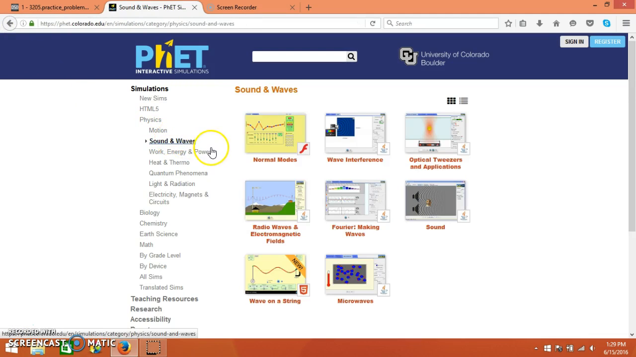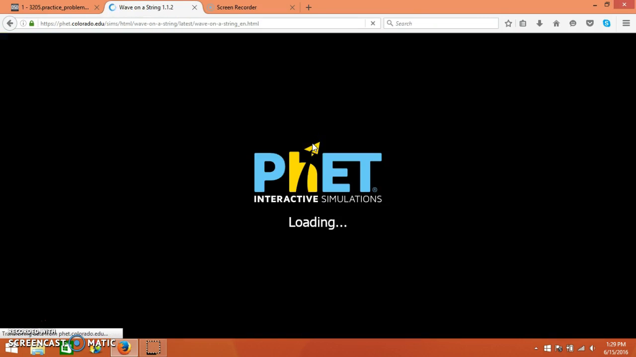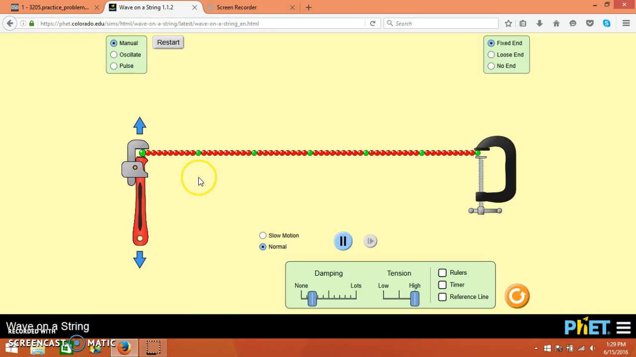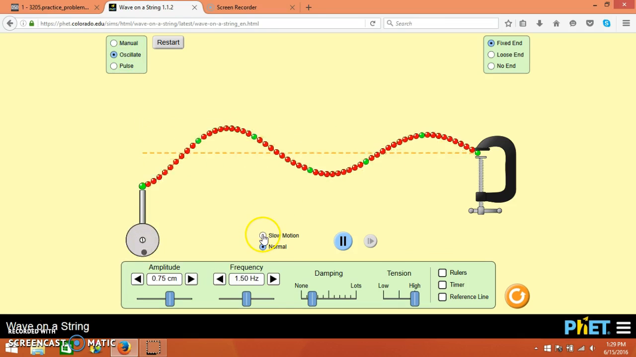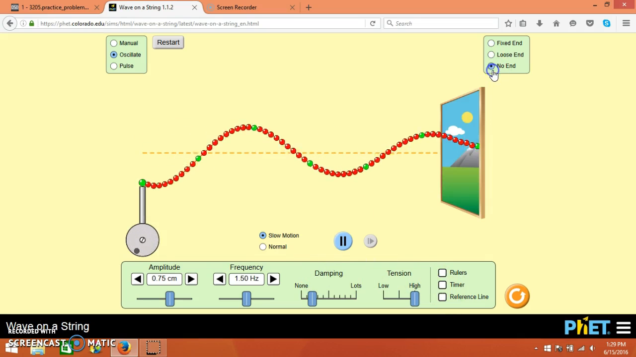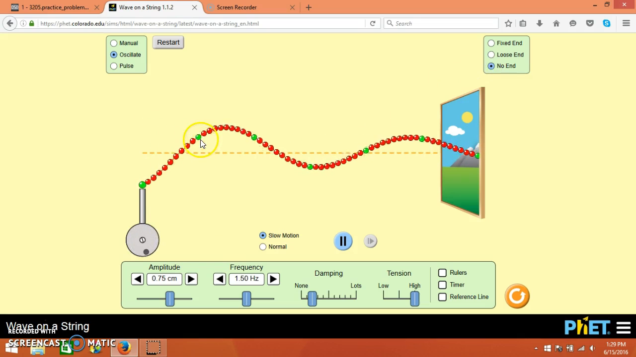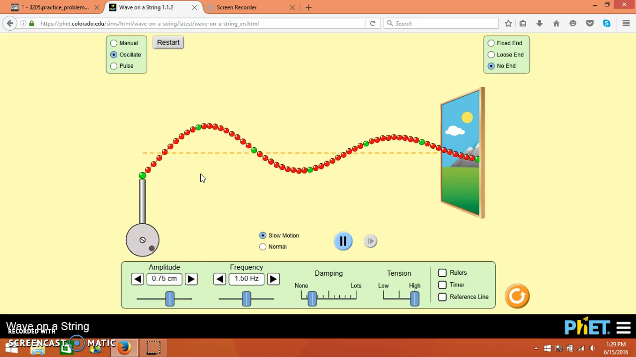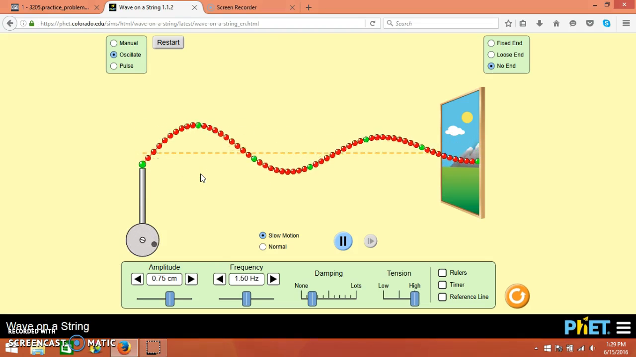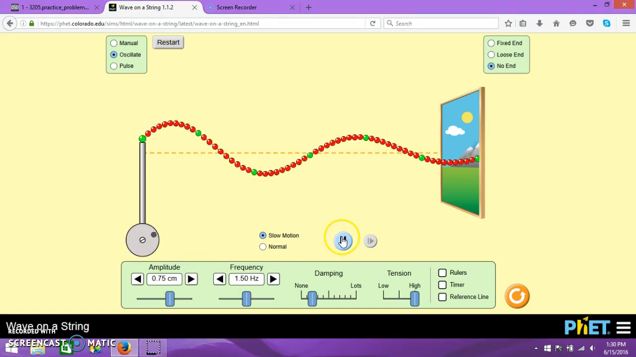Sound and waves, and here it is, wave on a string. So you might remember when you did this simulation, this is a transverse wave, because as you watch this wave travel, and we'll go in slow-mo here, the wave is traveling from left to right. Let's make this no end, so it's going to go out the window. So you'll notice that if we look at any individual dot, like this green dot, it's actually traveling up and down, which is perpendicular to the direction that the wave is traveling. That's what it means to be a transverse wave. So that's a transverse wave.